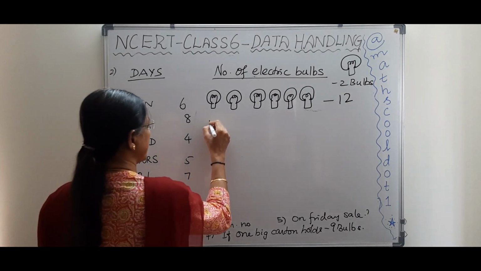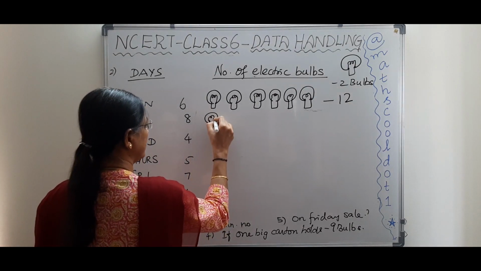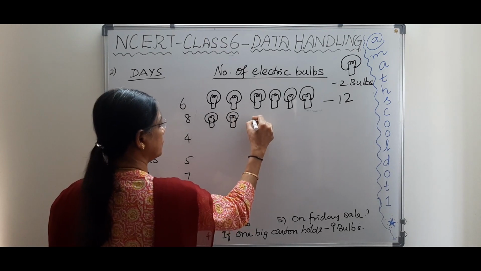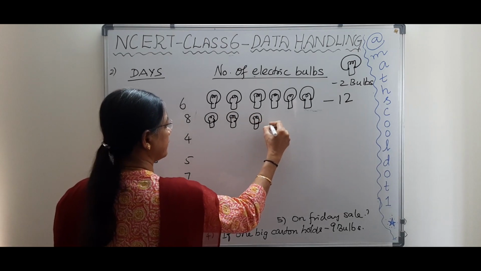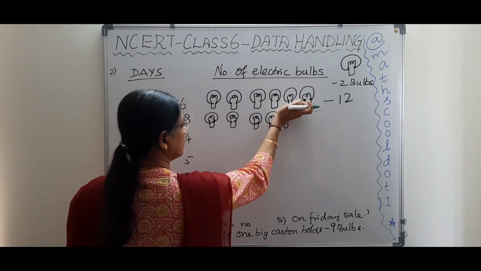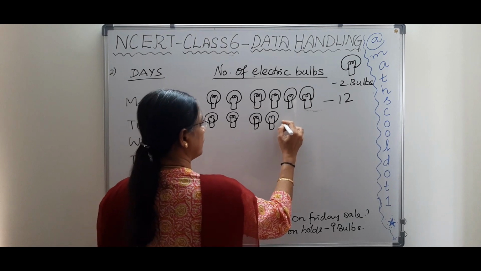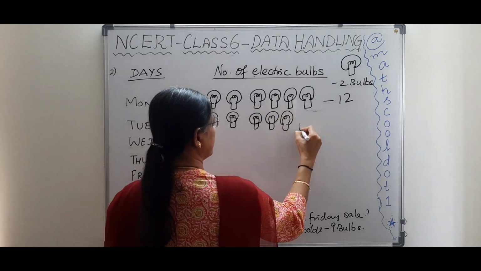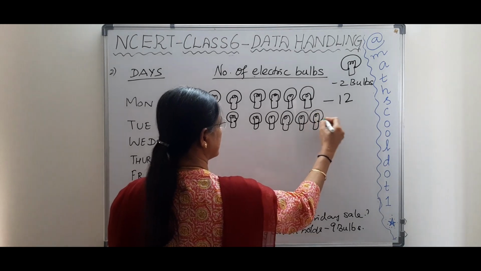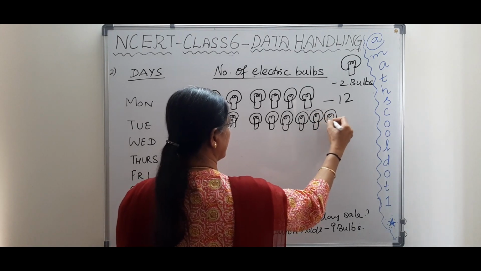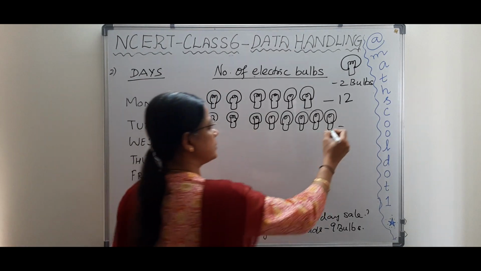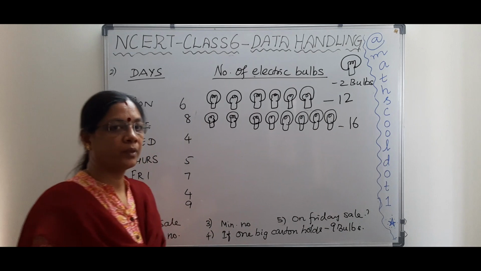Next, on Tuesday it is 8. Okay, so 1, 2, 3, 4, 5, 6, 7, 8. So there are 8 bulbs given in the table. So that means 8 into 2, 16 bulbs have been sold.